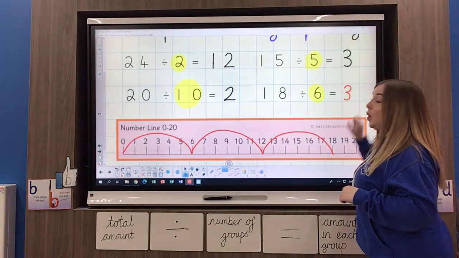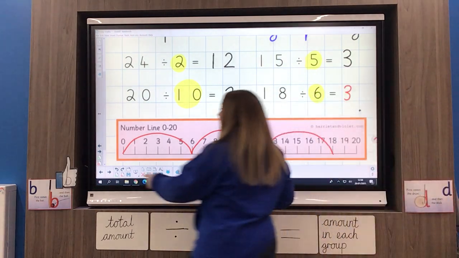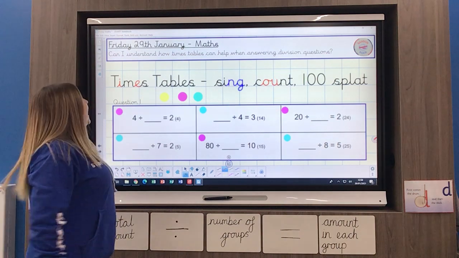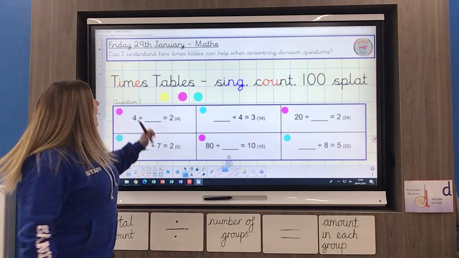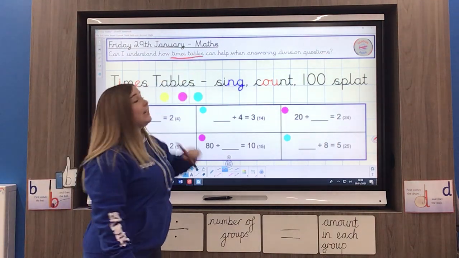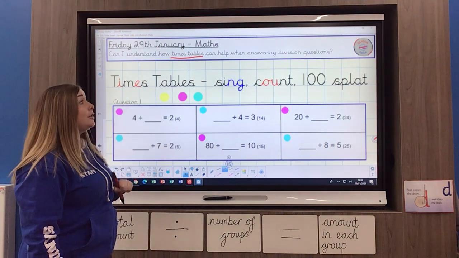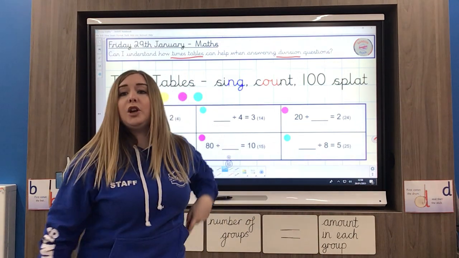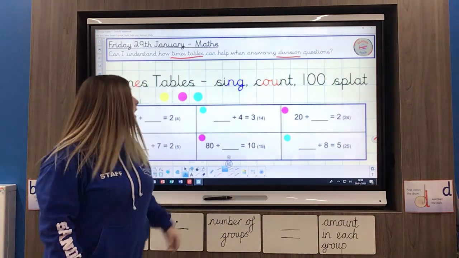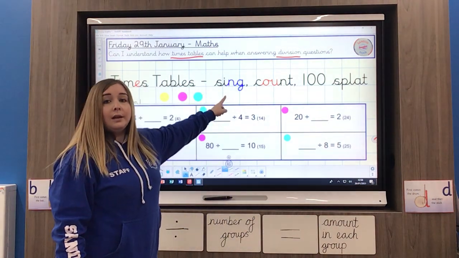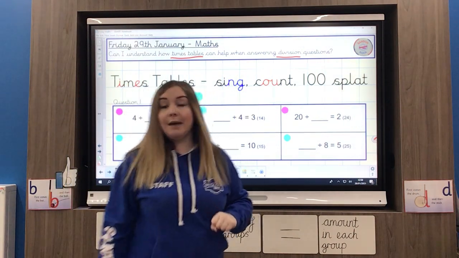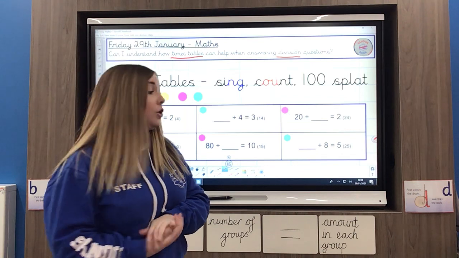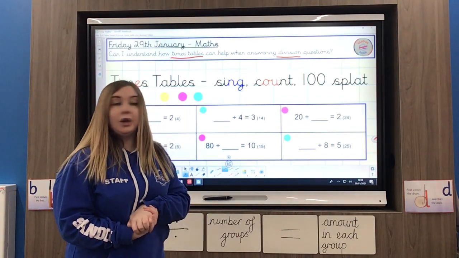So let's turn to today's learning. So, your learning question for today then says, can I understand how times tables can help when answering division questions? Now, we're super with our times tables. We know lots of songs and we know how to count in them as well. So I'm going to show you now how to answer question number 1 on today's learning.